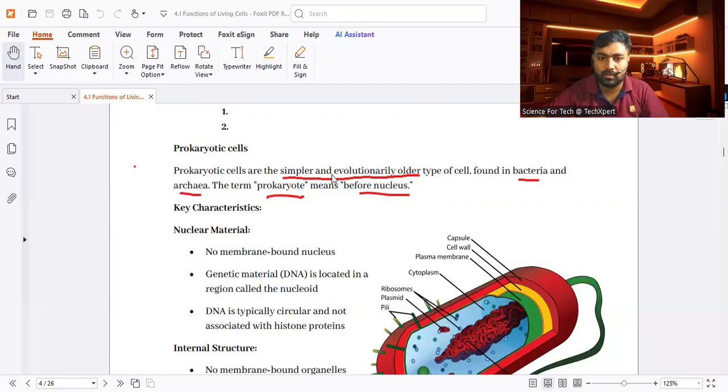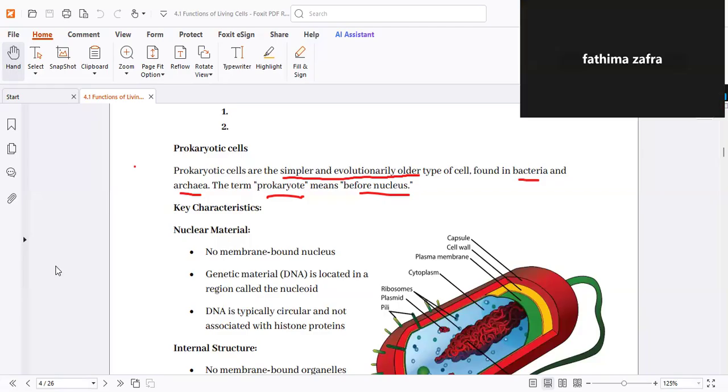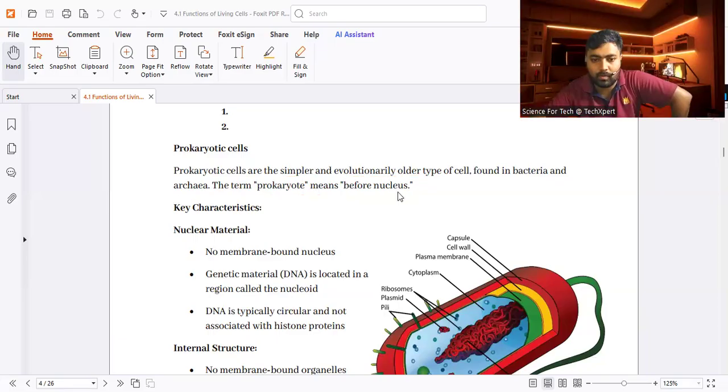I will send this to you, okay? Then you can go through it, and we can save some time from that matter and focus mainly on the calculations after I finish. Yes, sir. Prokaryotic means before nucleus.